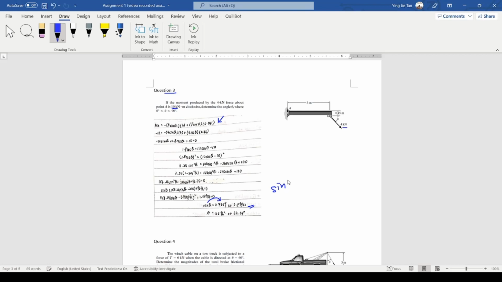Sine power -1 of 0.730. Then you will get this one, and then the backwards one also sine power -1 of 0.89902, and then you will get this. So your final answer for your angle at point A will be 46.96 degrees and 64.03 degrees. So here is question 3, and next we are going to question 4.